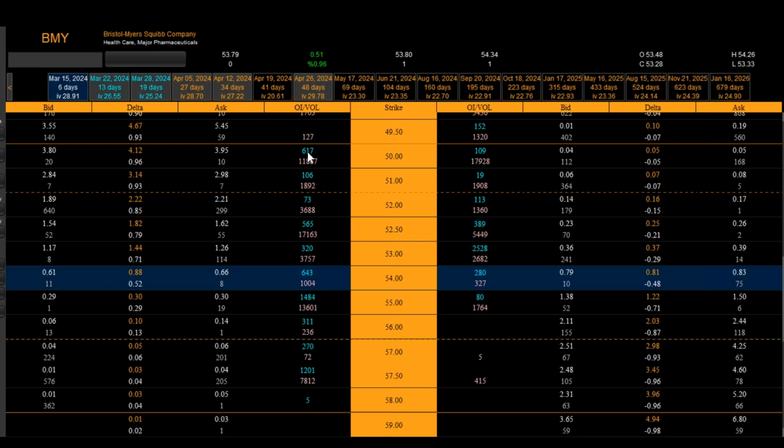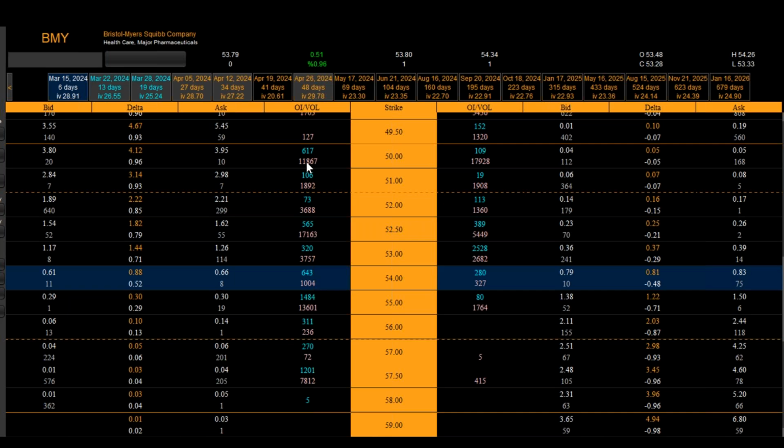This is the number of contracts that have traded at that strike price so far today on Bristol Myers, both bought and sold. All right. So the next thing that you look at is the 11,867, and this is the open interest. The open interest is the number of contracts that were outstanding at the beginning of the day.